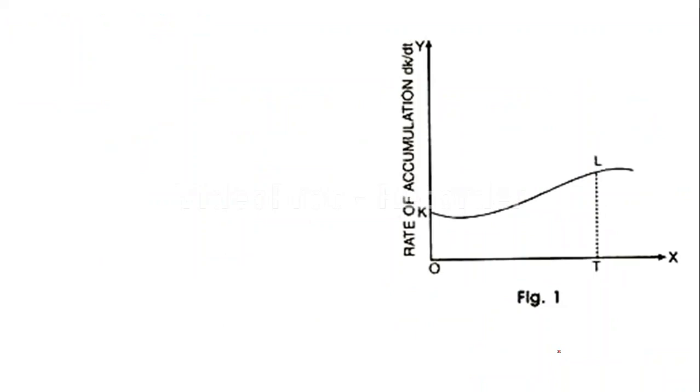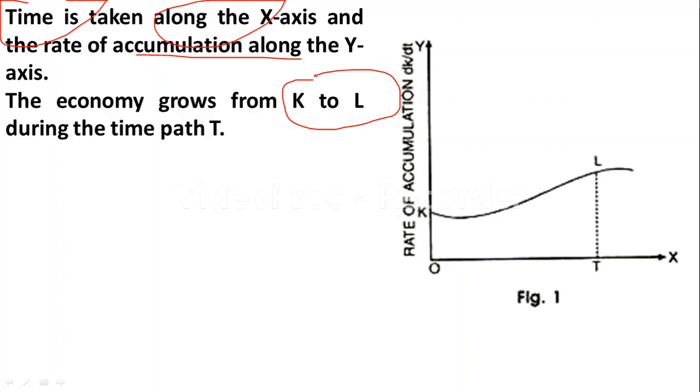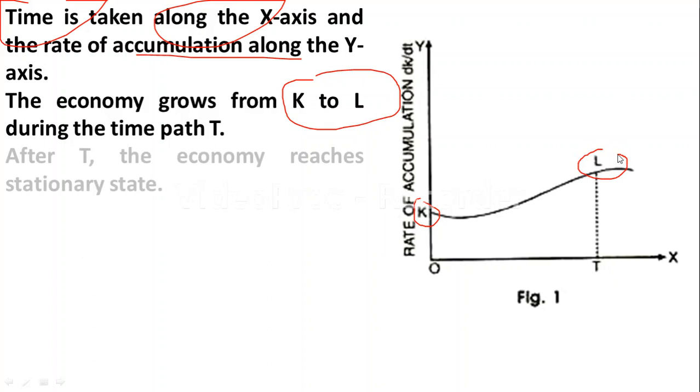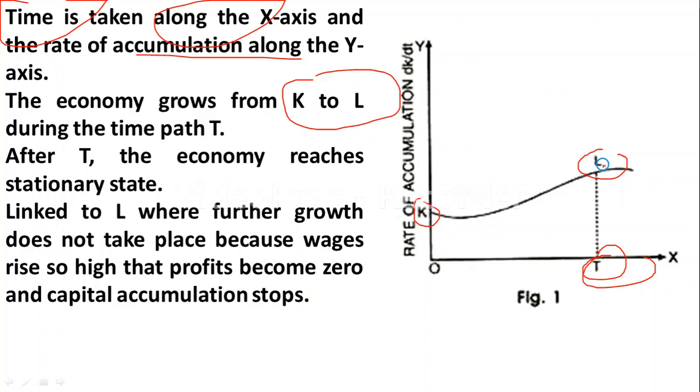So this we can see in this diagram also. Here on the x-axis we have taken the time, and on the y-axis we have taken the rate of capital accumulation. Here the economy is growing from point K to point L during the time t. The country is going to develop initially, but at the point t, the economy is going to reach the stationary state. So this is linked to L. After this L, there is no growth.